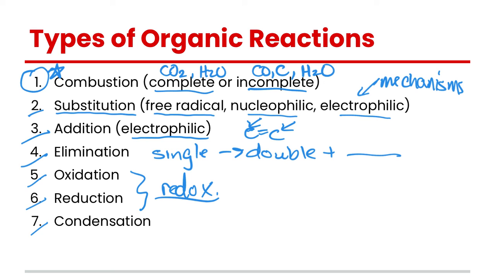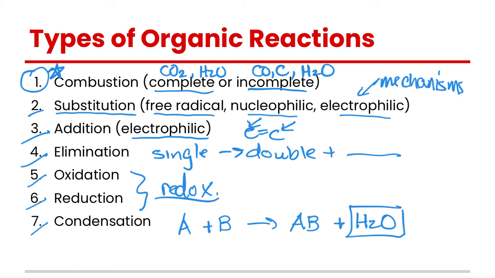The last type, condensation. That is where two molecules will join together. So you might have A and B. They're going to join together to form a new compound, and then the other product will be water. It's called condensation because we are removing water partly from one of the compounds and partly from the other compound. When we do that, they combine together to form a bond and create this new compound.